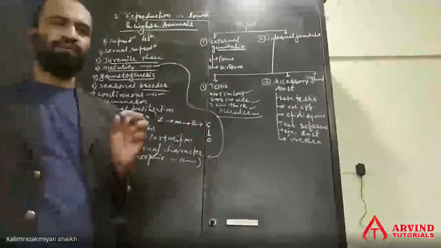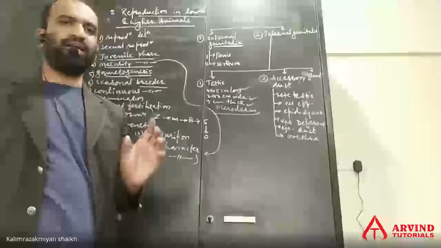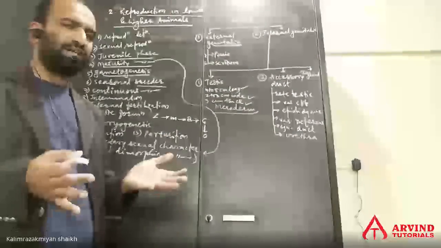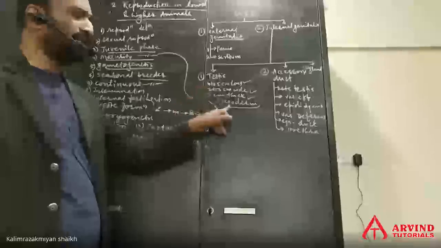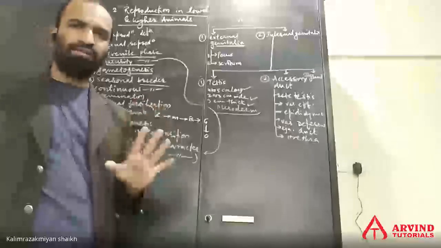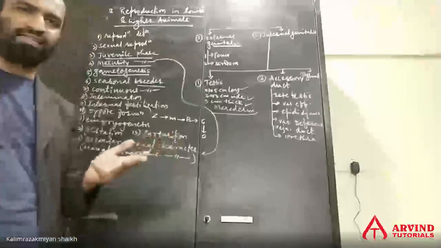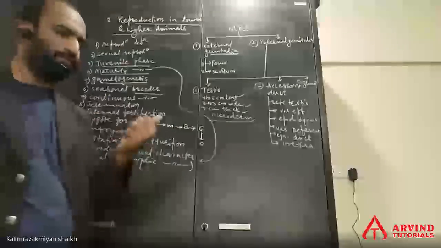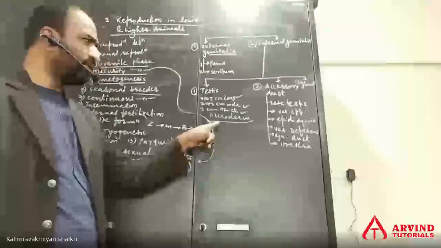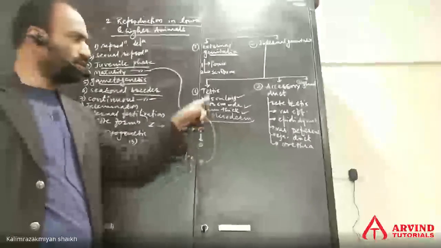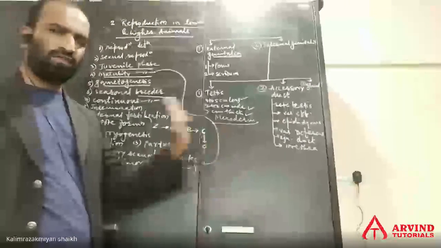Testes is made up by germinal layer. But in which germinal layer is testes formed? In the mesoderm. You know very well, there are 3 germinal layers. We already studied this in 10th standard: ectoderm, mesoderm, endoderm. So in the mesoderm, testes originates. So the origin of testes is mesoderm.